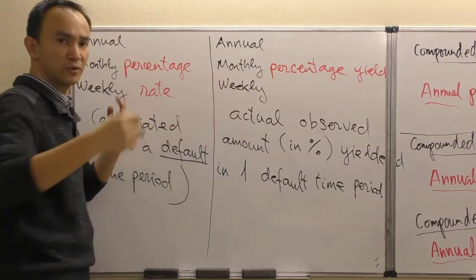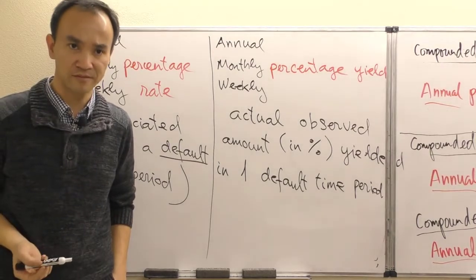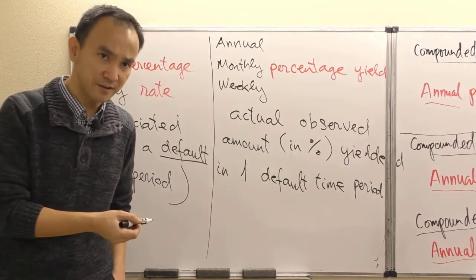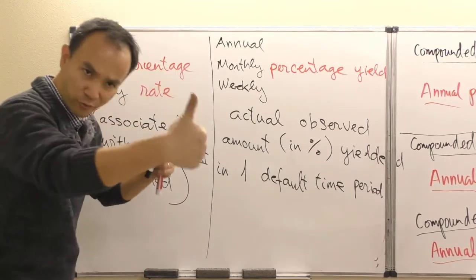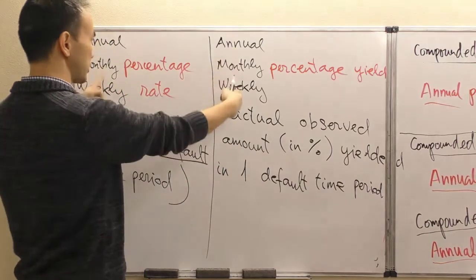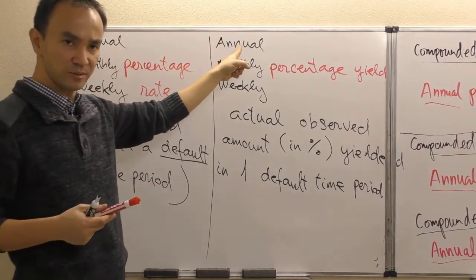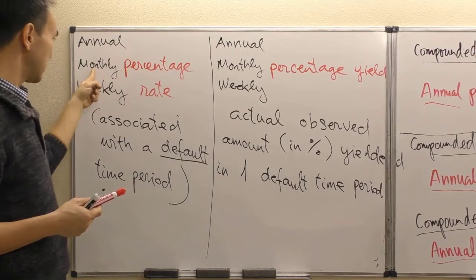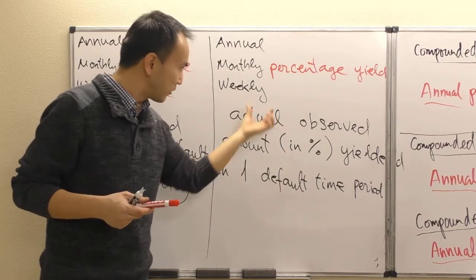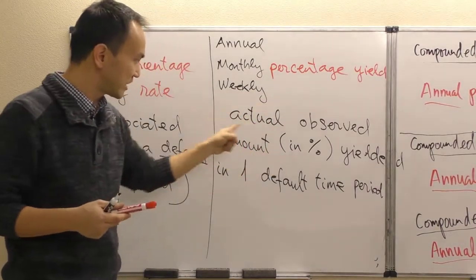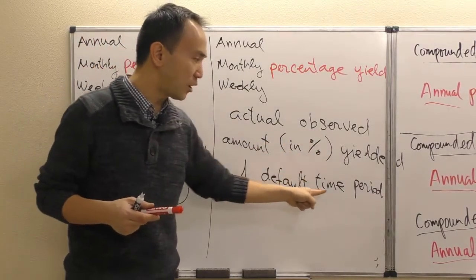But if we keep changing our convention like that, it will become a headache. Generally speaking, one rule of thumb I can see is that they have to go side by side with whatever is chosen here. If we go with annual, then it has to be annual for the percentage yield. If it's monthly for the percentage rate, then it has to be monthly for the percentage yield. Because at least for the percentage yield, we have a definition right here: it's the actual observed amount that's yielded in one default time period.